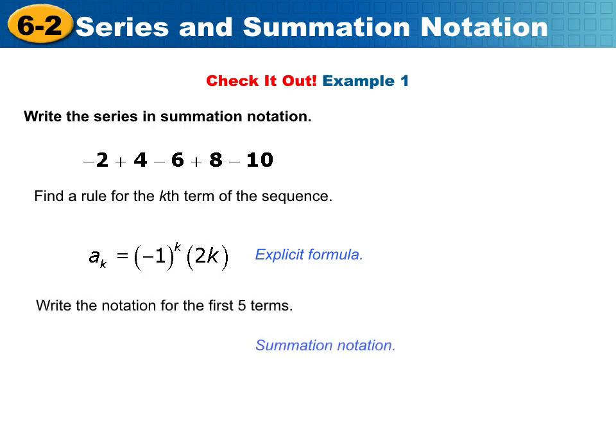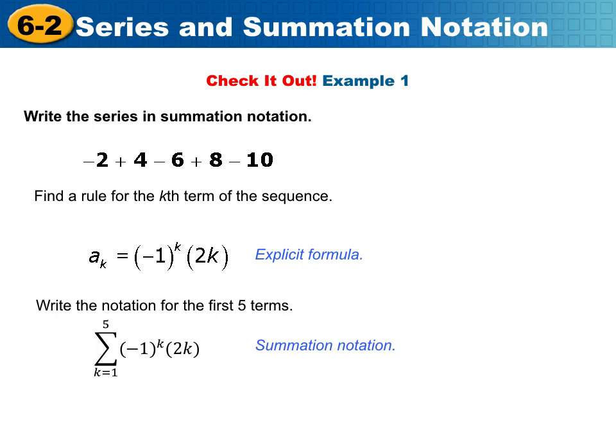What does that mean? When I start with number 1, negative 1 to the power of 1 times 2 times 1 is negative 2, so yeah, that's true. Let's try number 2. Negative 1 squared times 2 times 2 is positive 4. Yes, that's true. And so on. So here is the explicit formula that must be written right next to the sigma notation. The lowest number for k is 1. The highest number for k is 5 because the last term is 10. So when you plug them back in, you'll see that it works.